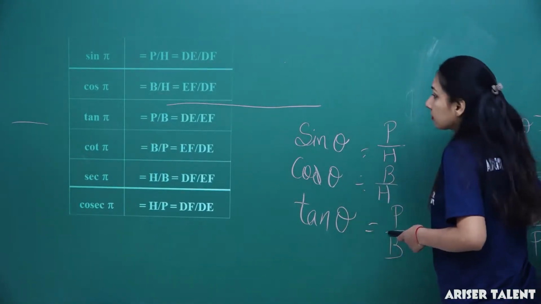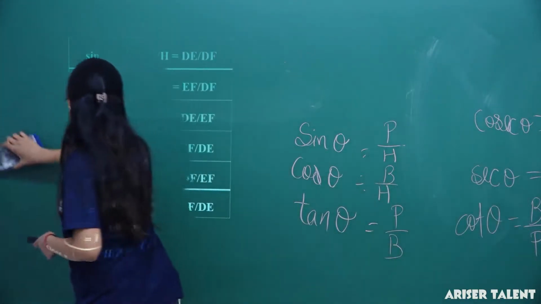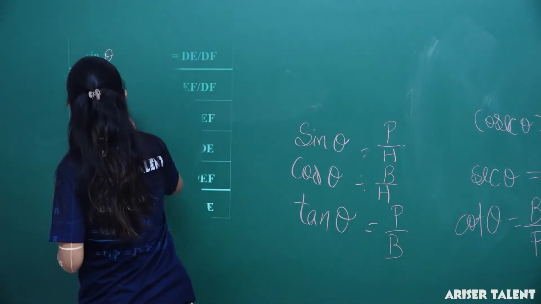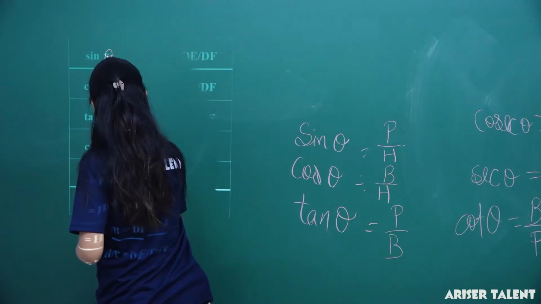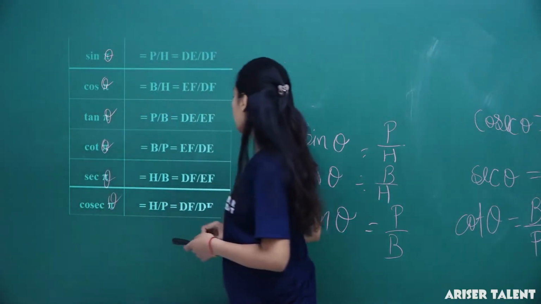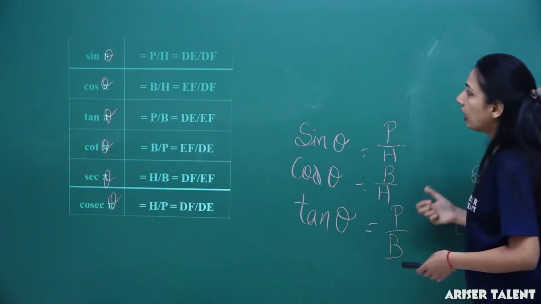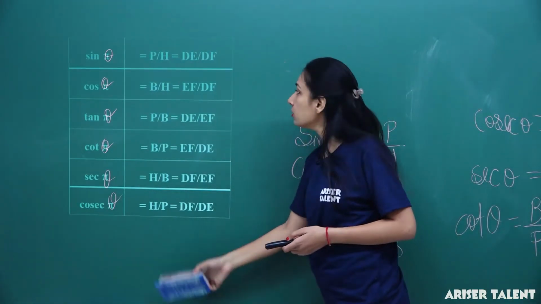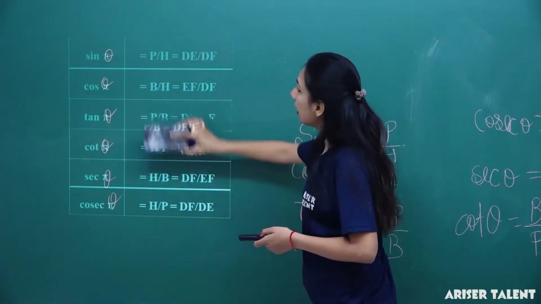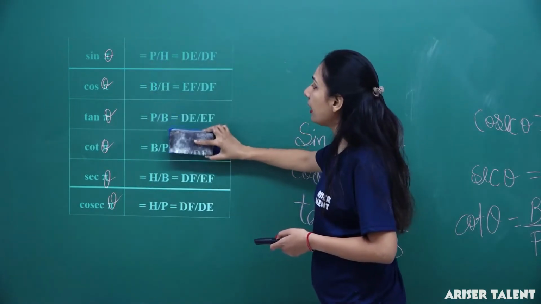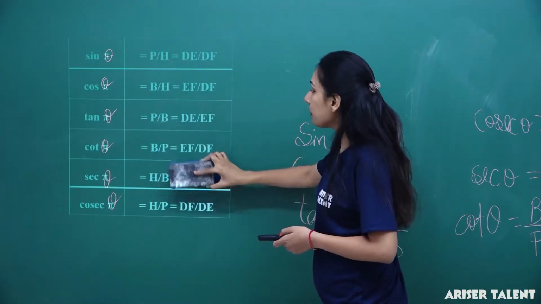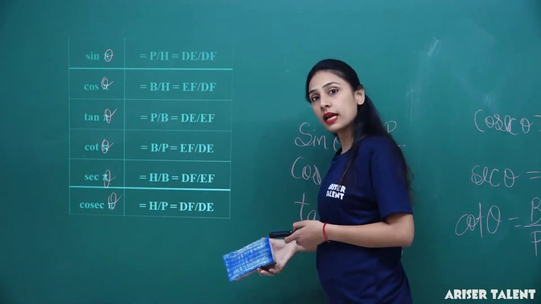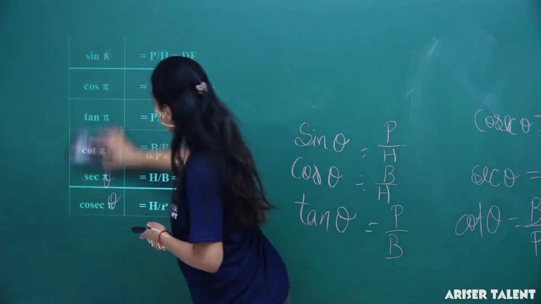Here, all these are pi, just replace it with theta. These are the values of sin theta, cos theta, tan theta, cot theta, sec theta and cosec theta that I have told you, and these are the sides as per the given figure. So, just forget about this and remember p by h, b by h, p by b, b by p, h by b and h by p for sin, cos, tan, cot, sec and cosec.